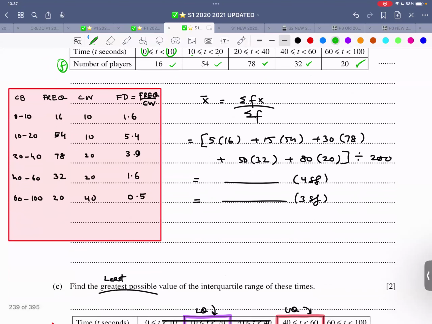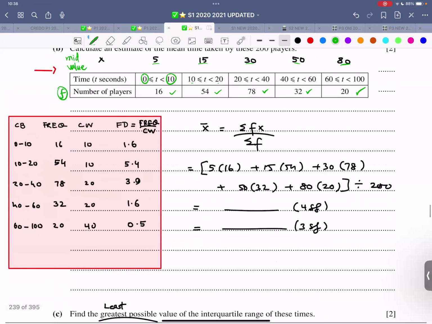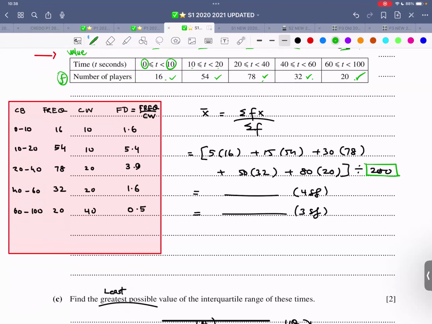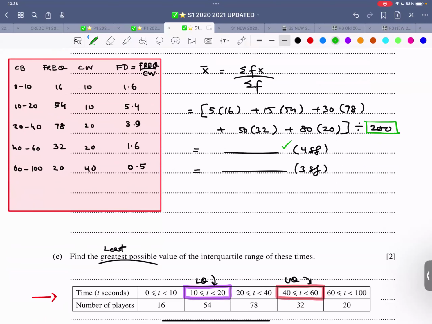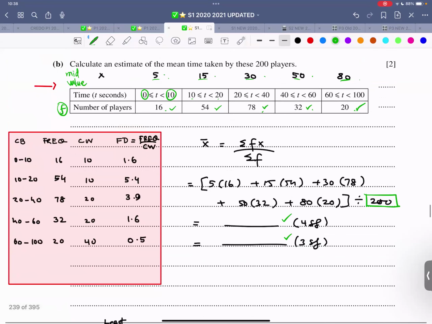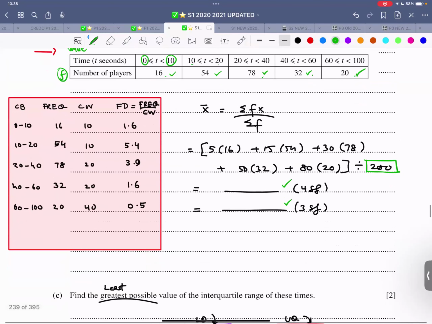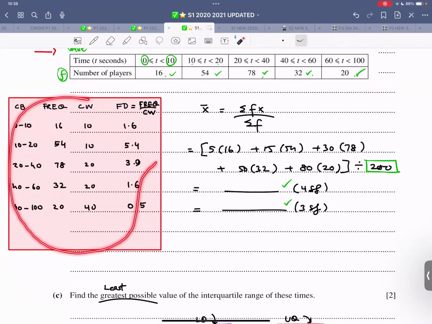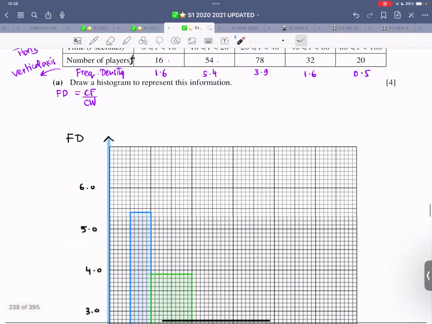X bar, that is sigma fx over sigma f. So multiply each value of x with its corresponding frequency: 5 into 16, 15 into 54, 30 into 78, 50 into 32, 80 into 20, divided by the sum of frequencies, which is 200. Write down the answer to 4 significant figures, then round it off. They are interested in the value, which is the mean time. And this thing is made from before. That was the frequency density, which I did over here.